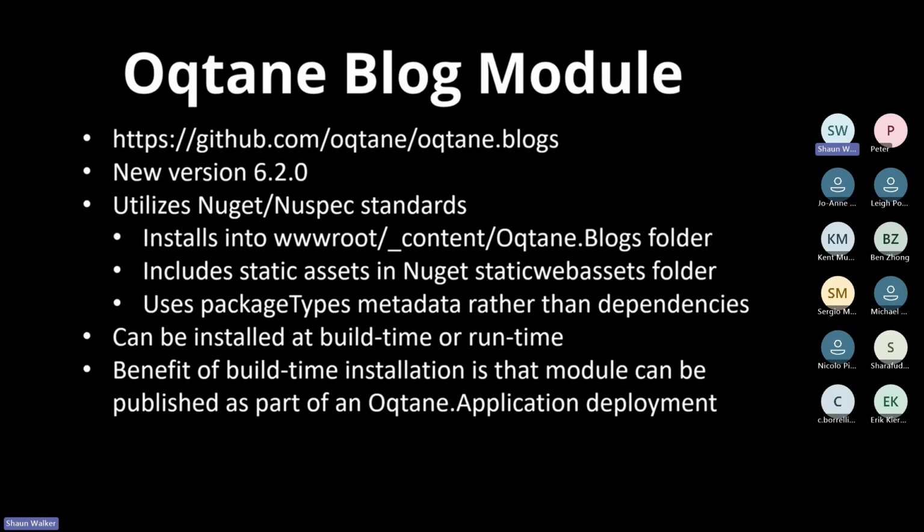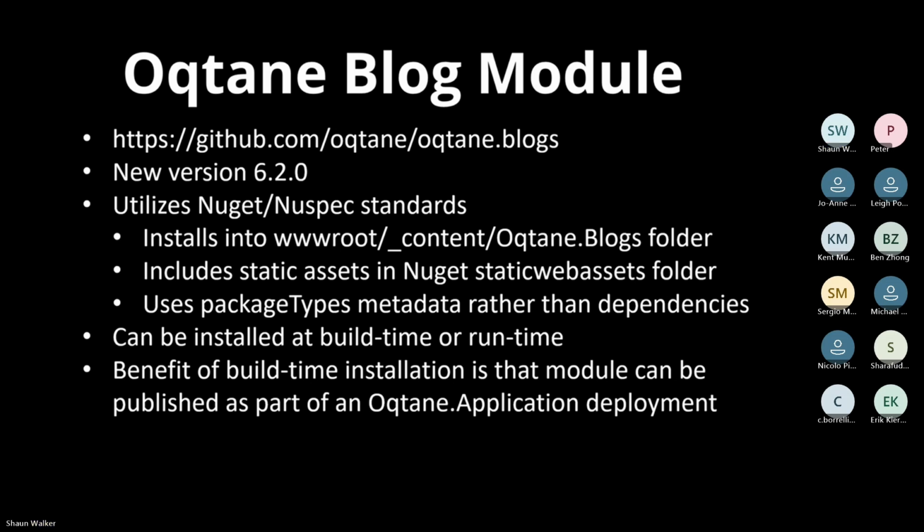And then the last thing is that there's a metadata node that's part of the NuSpec file called package types. And this is in fact where you should declare the version of a dependency that a module depends on. So in this case, if you have a module that is dependent upon the Oqtane framework version 6.2, it would be in the package types in that metadata where it should be specified. In the past, Oqtane was actually using the dependencies metadata node as part of the NuSpec, which is not correct and not the intended usage of the dependencies node.